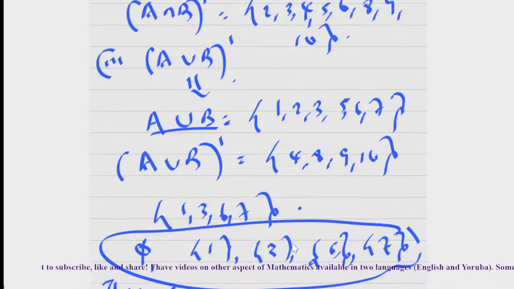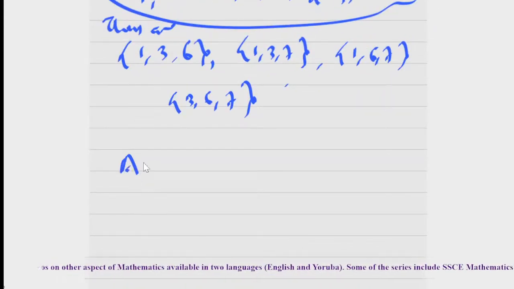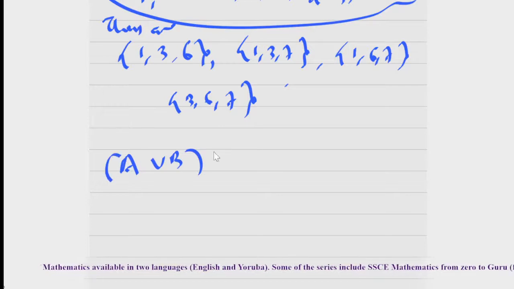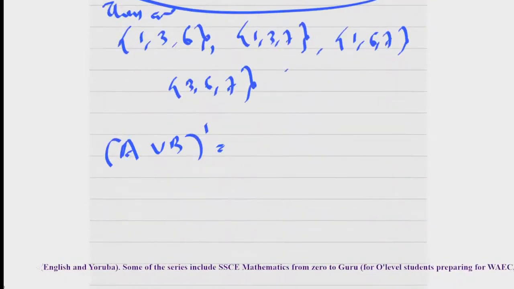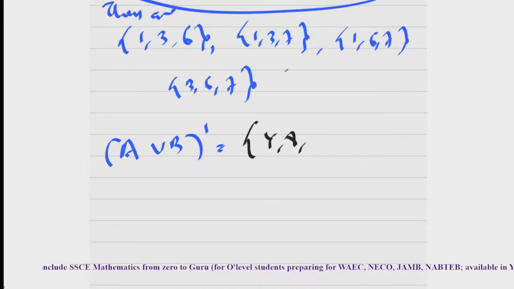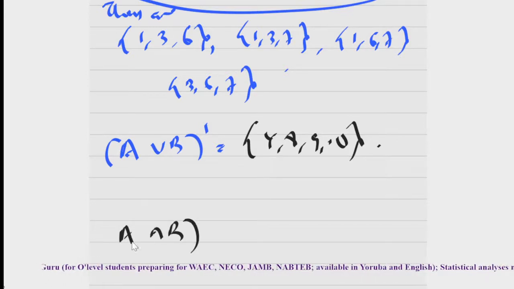But if you check this very well, you will see something about my A union B complement. I want to show you something there. What is your A union B complement? We have 4, 8, 9, 10. Likewise, your A intersection B complement.